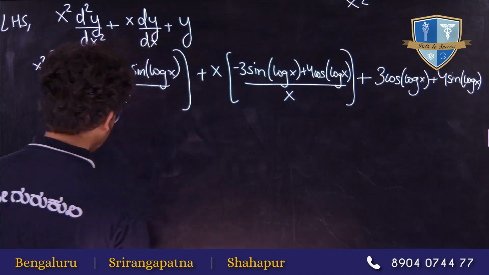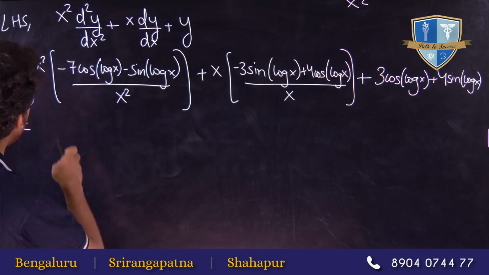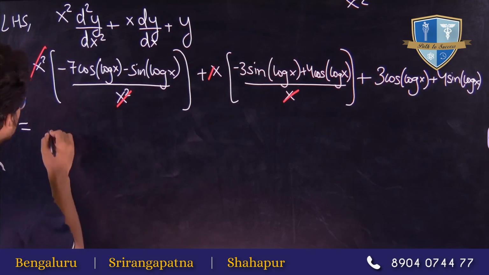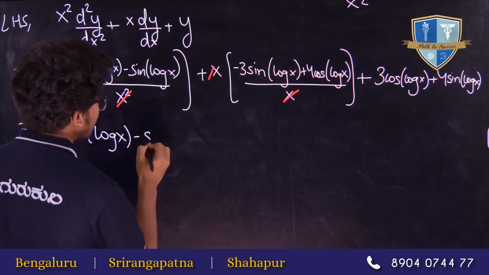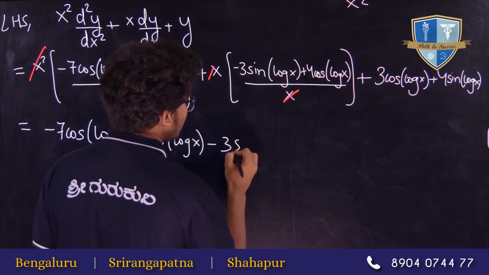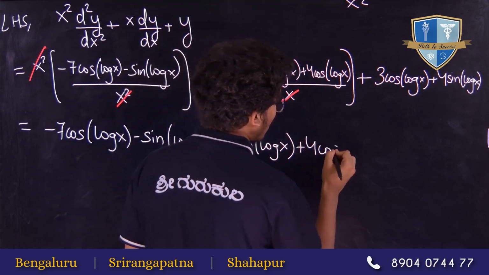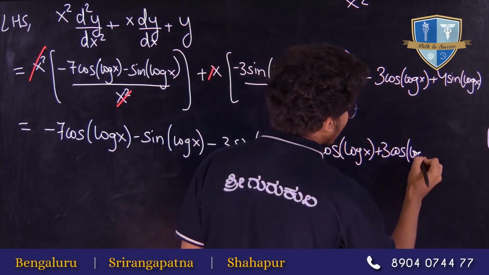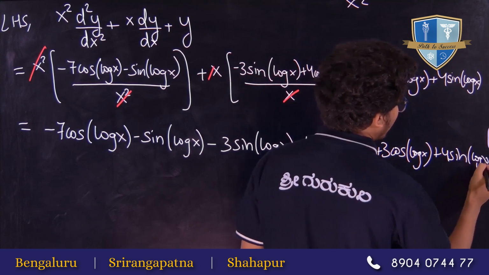Now we will try to evaluate this. This will be equal to: x square and x square will cancel out, and x will cancel out. So here it will become minus 7 cos of log x minus sin of log x, minus 3 sin of log x plus 4 cos of log x, plus 3 cos of log x plus 4 sin of log x, correct?